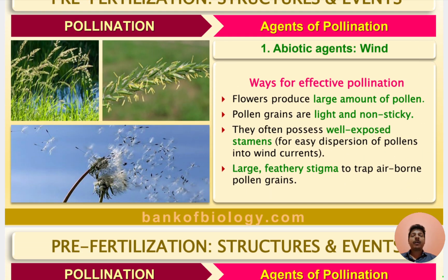What are the conditions for effective pollination? Flowers produce a large amount of pollen. Pollen grains are light and non-sticky. They are the way for effective pollination through wind. They often possess well exposed stamens for easy dispersion of pollen into wind currents and large feathery stigma to trap airborne pollen grains. These are the feathery stigma.